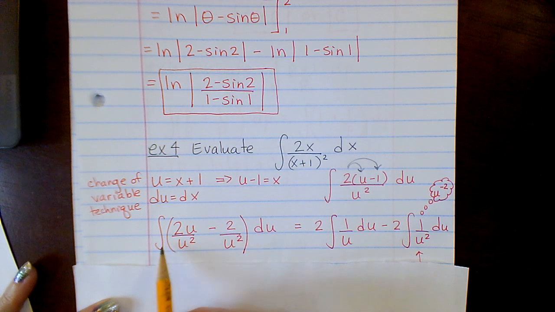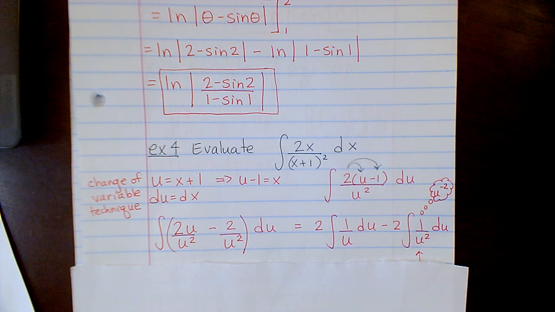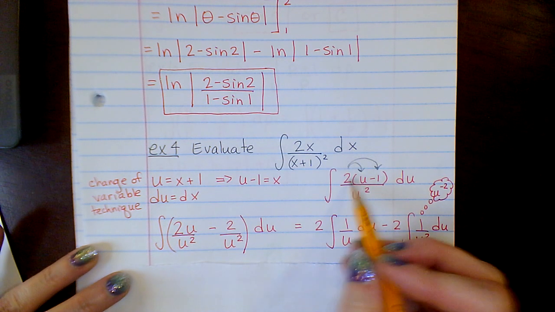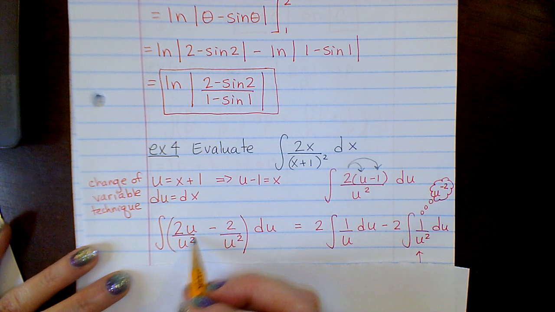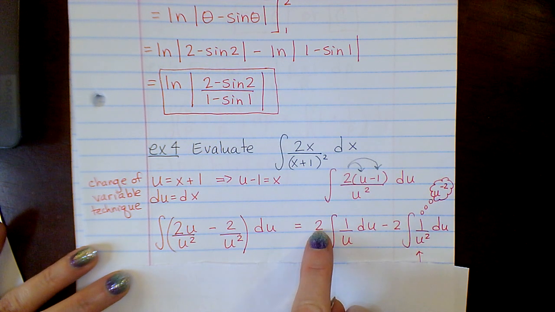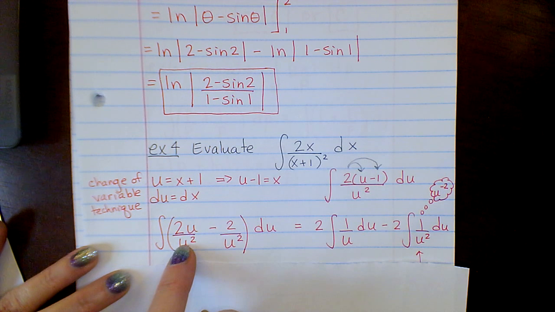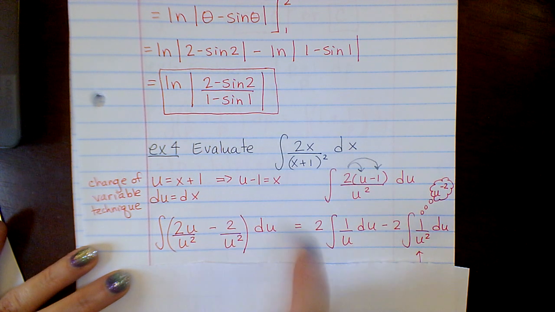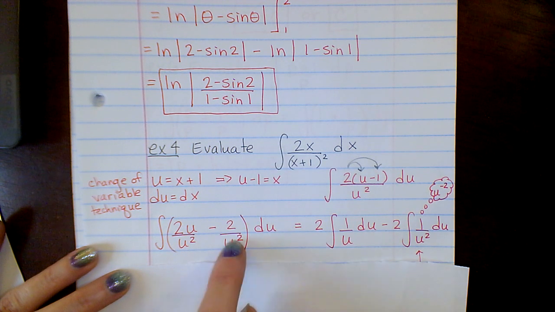So I went ahead and distributed that and just split it up into 2 fractions. The reason for that is because I knew it was going to be easier to integrate this as separate terms. So I get 2u over u squared minus 2 over u squared. This u cancels one of these, so I just get that 2, which can come out of the integral. And then I get 1 over u here, minus this 2 can come out of the integral. And I get 1 over u squared for this term over here.